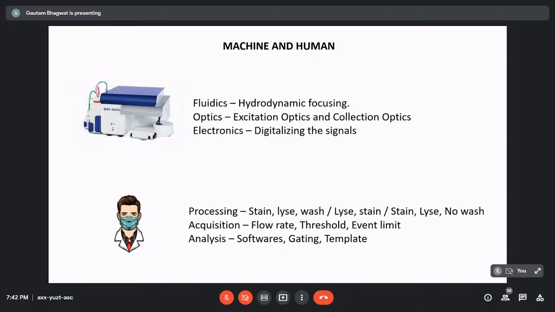We process the sample, we acquire it, and we analyze it. So there are three things that the machine does: fluidics, optics, electronics. And three things that a technician or a doctor does: processing, acquisition, and analysis.